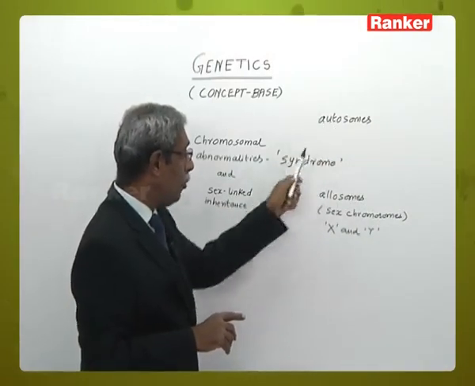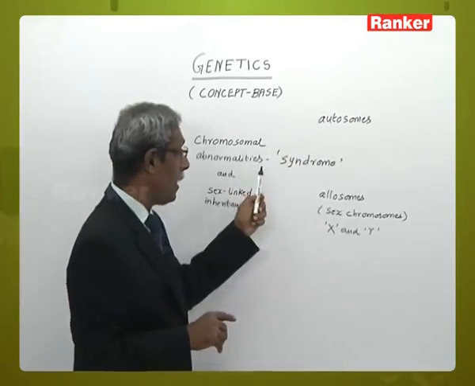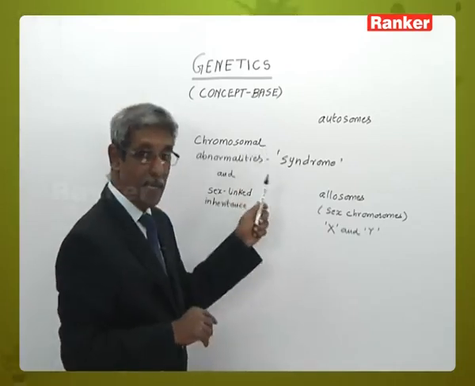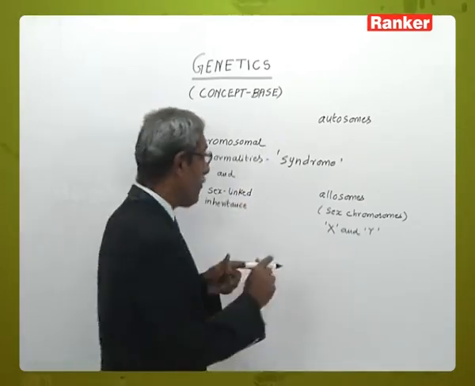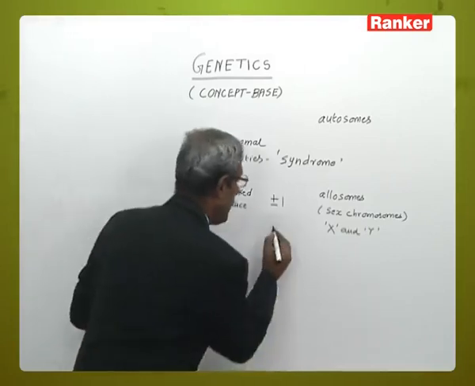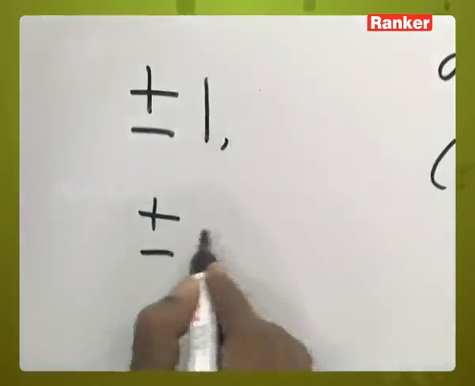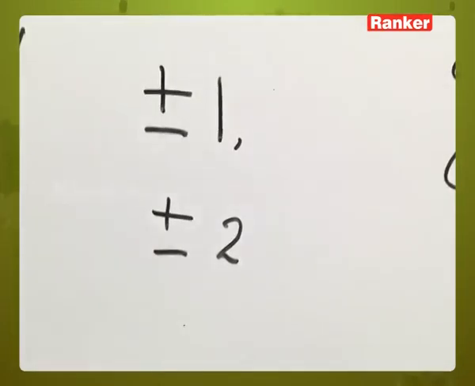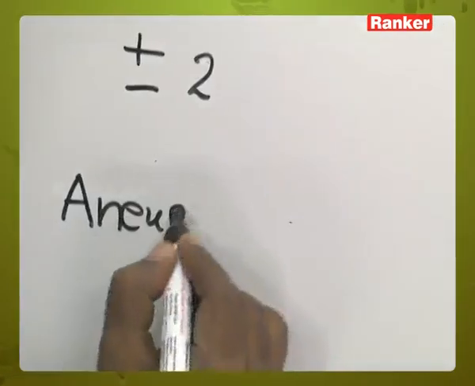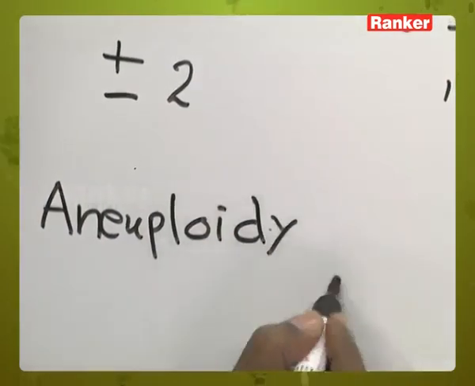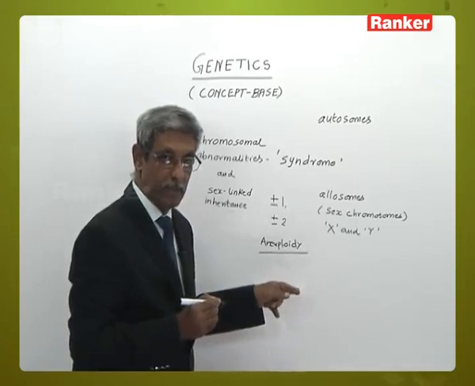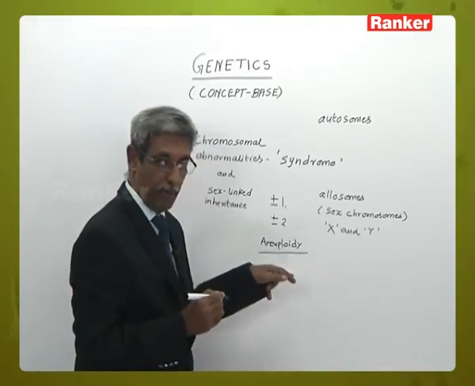We are looking into what happens if there is a change in the chromosomes of human beings. Any change in the chromosomes of human beings can be by increase or decrease of a single chromosome, or increase or decrease of a set of chromosomes. These sort of variations are normally termed as aneuploidy. Aneuploidy means increase in the chromosomes.